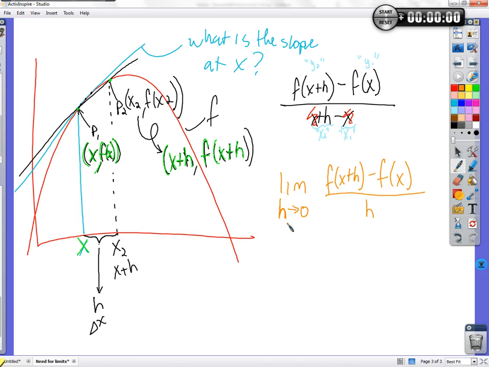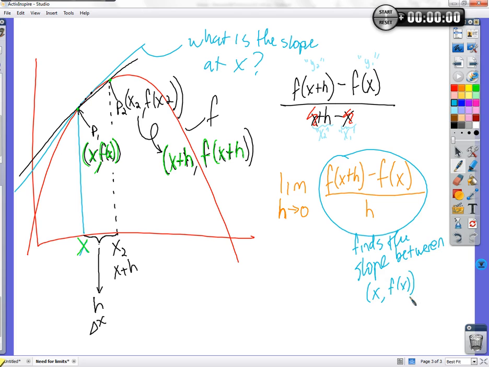of this. Okay, so let's just highlight some things. This finds the slope between two points. The two points are x comma f of x and x plus h comma f of x plus h. Slope between any two points you choose. We've just thrown in those letters because what we want to do is stay on x, and then let this h distance get smaller and smaller until p2 just comes down and lands right on top of p1.